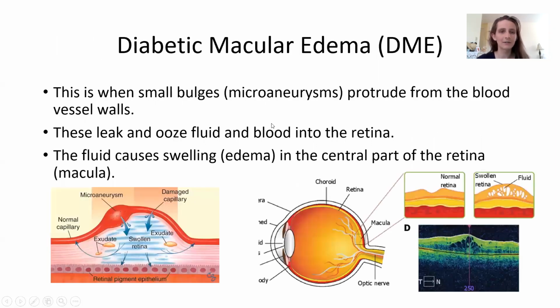So let's go over what these things are and what the difference is between them. So diabetic macular edema, DME, this is when small bulges called microaneurysms protrude from the blood vessel walls. These leak and ooze fluid and blood into the retina. This fluid causes swelling, which is the edema, in the central part of the retina, which is the macula. And you can see that in these diagrams here.